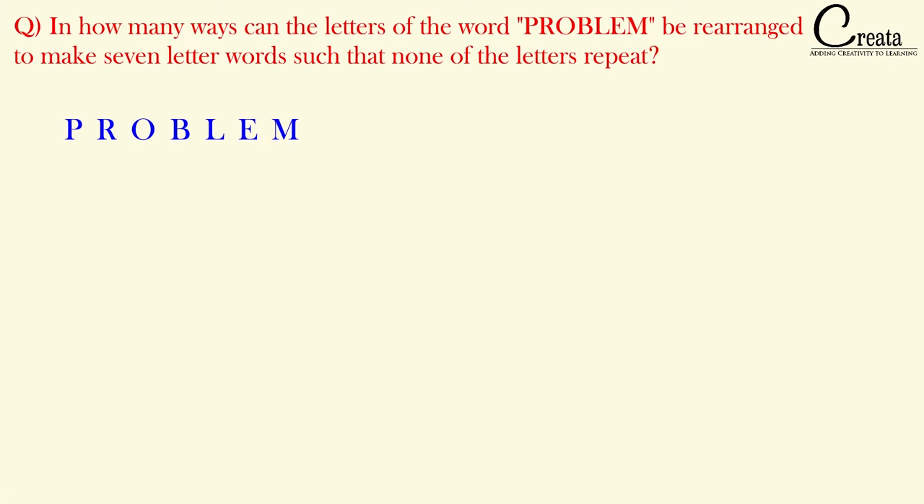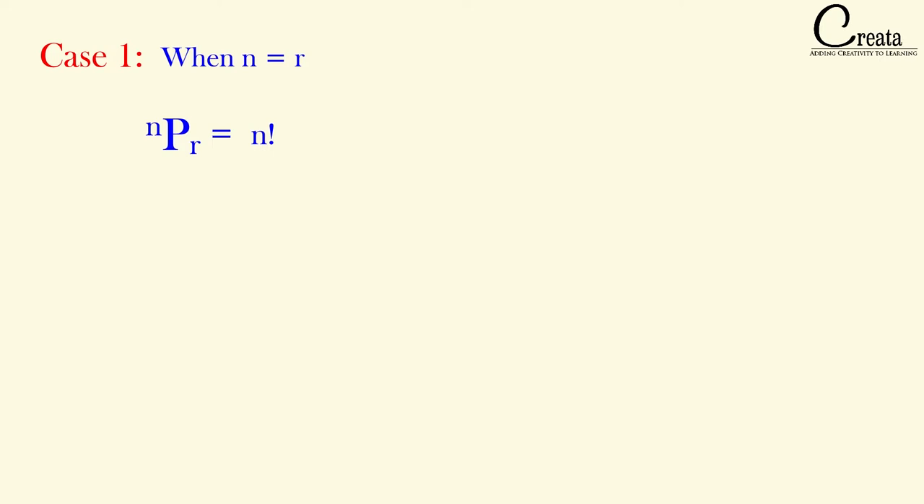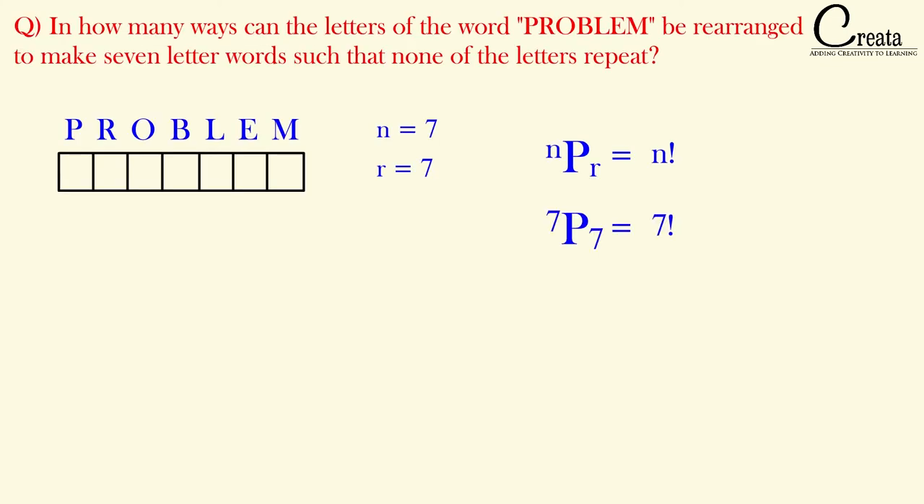We are given 7 items, that is, 7 letters, and we have to fill the 7 slots, that is, we have to form a 7 letter word. So we can say n is equal to 7 and r is equal to 7. So we can apply the formula of the permutation nPr, which will be equal to n factorial. We have seen in the previous lecture that when n is equal to r, then the permutation will be equal to n factorial. So we got our answer as 7 factorial, as n and r both are equal to 7.